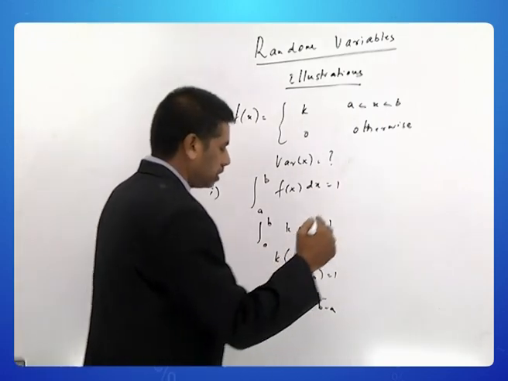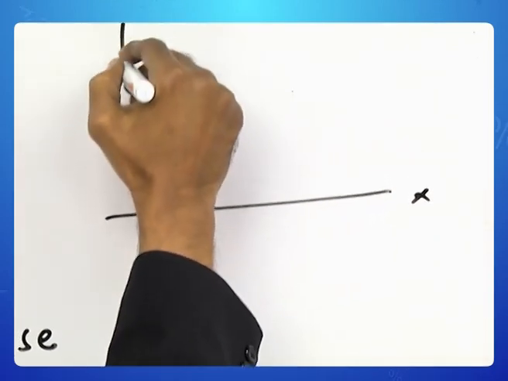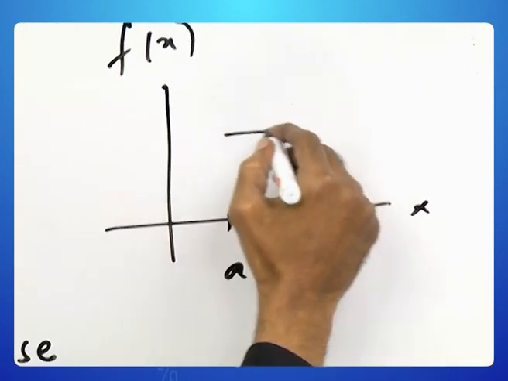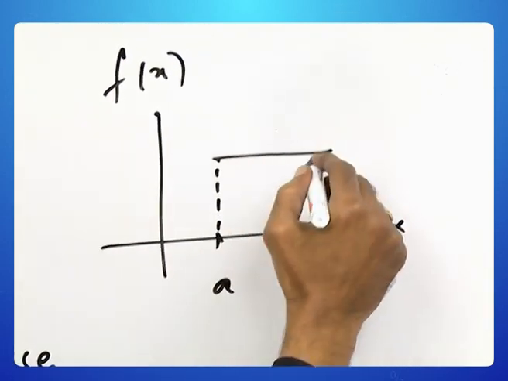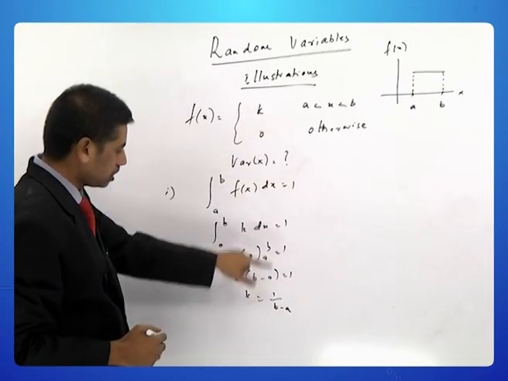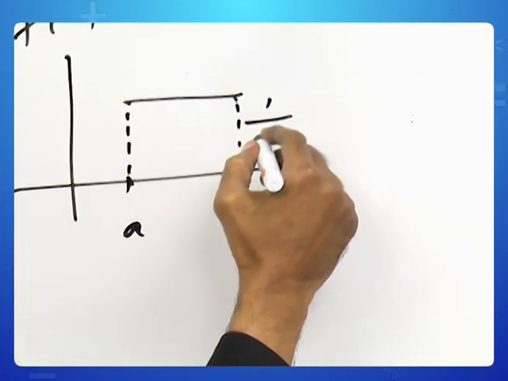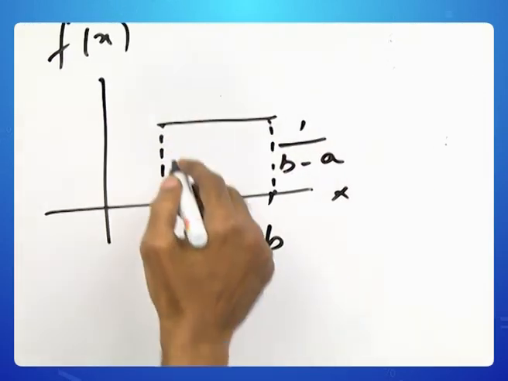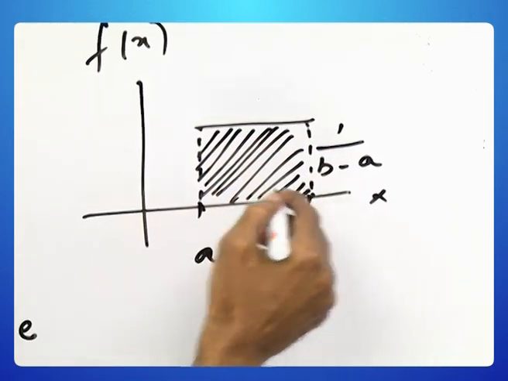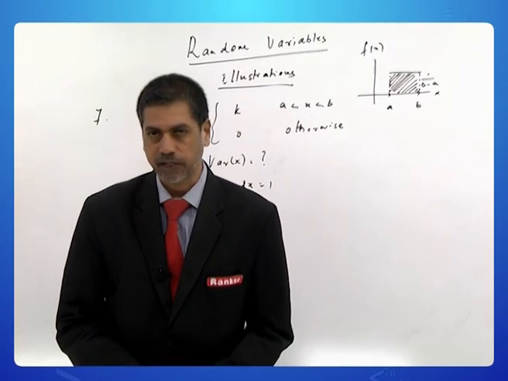If you actually look at the graph of this distribution, in the interval a to b, the density is k. K is a constant, and that constant happens to be 1 by b minus a. So this height is 1 by b minus a. So this is the total density. It is also called a rectangular distribution because the shape of this distribution is rectangular.